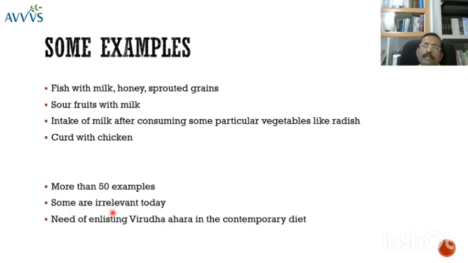Some are irrelevant today, because they were intended for the time in which the Ashtanga Hridayam was written. But there is a need to enlist Viruddhahara in the contemporary diet. In the contemporary diet, there are many types of Viruddhahara by ingredients, by processing, by preservation techniques, by cooking, and by seasonal and locality issues. So there is every chance of Viruddhahara. I'm not going into details, but this is a very important area, in which most of the lifestyle diseases and chronic diseases are becoming a result of Viruddhahara if you take them regularly.